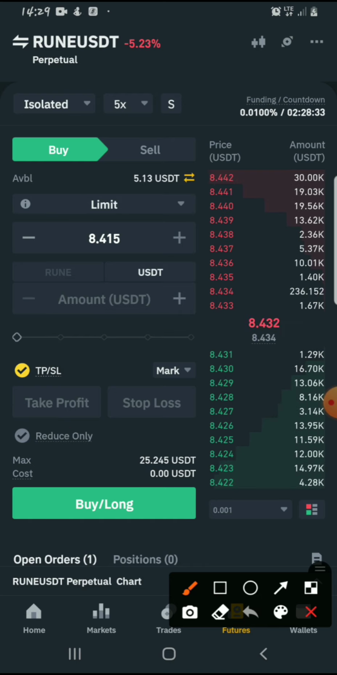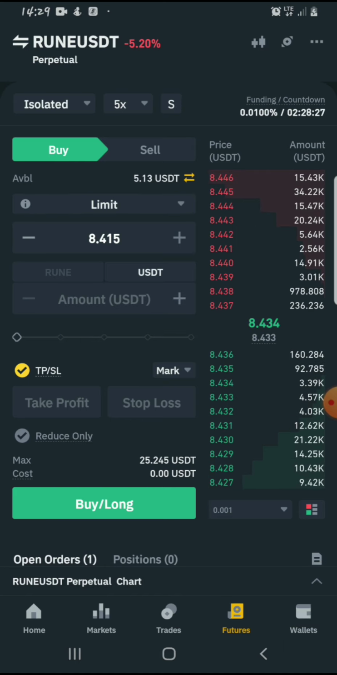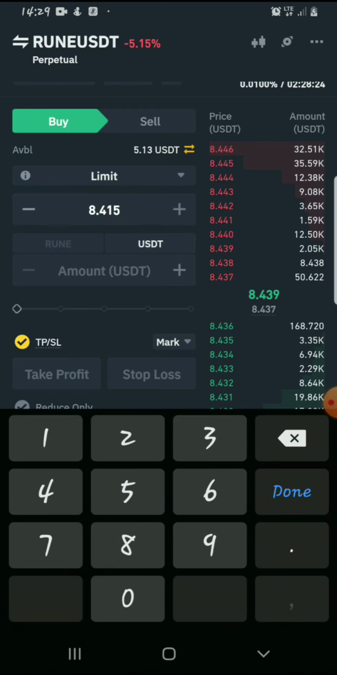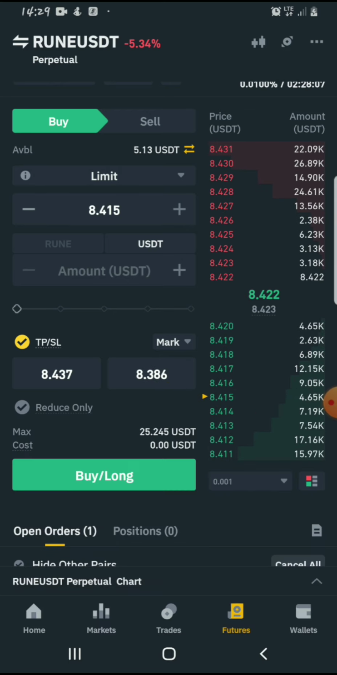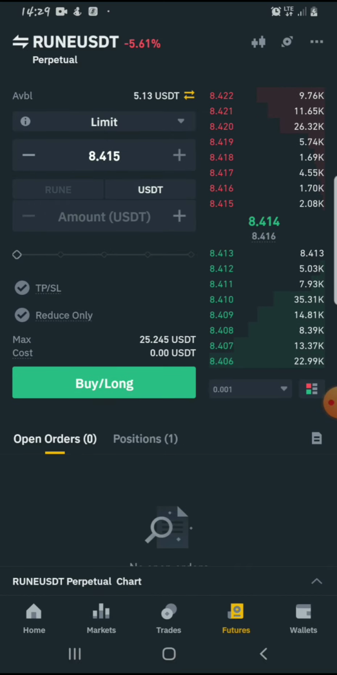Understand? So maybe if I'm entering at 8.415, before I set that position, maybe I'll put my take profit as 8.437, and then my stop loss will be 8.3. You understand? Or let me say 8.386. So that's actually how to set a take profit and stop loss here. But on the spot, it's actually in the form of an OCO order. One completes the order.